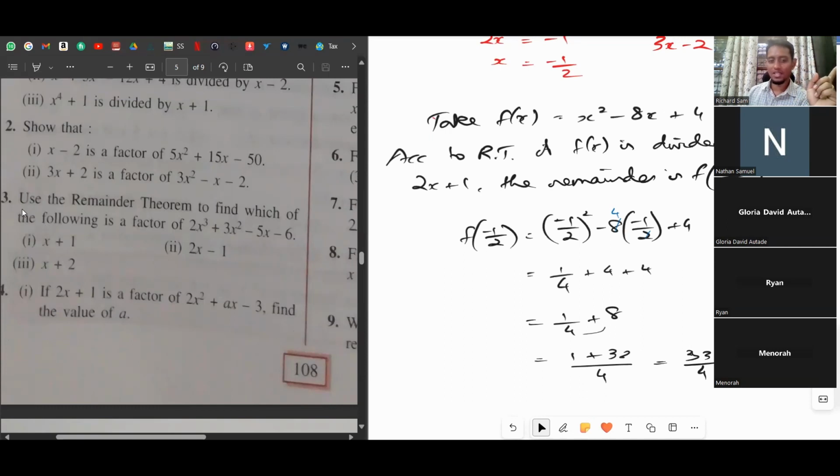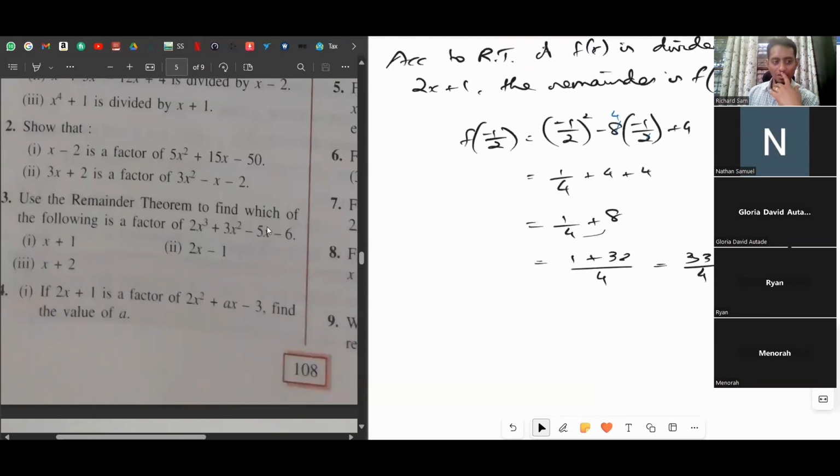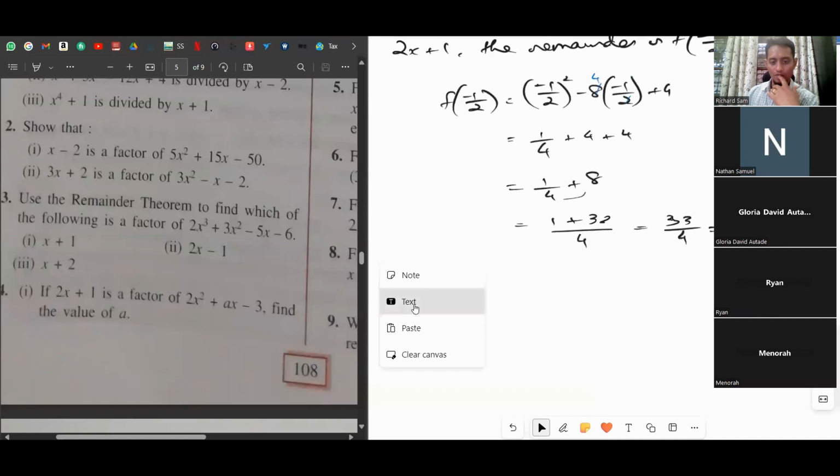Look at the third question. Use the remainder theorem to find which of the following is a factor. So how will you check if x plus 1 is a factor? You have to find f of minus 1, and it should be equal to 0. If it's not equal to 0, x plus 1 is not a factor. Is that clear, everyone? Yeah. Okay. So what is the statement you can write? Tell me the statement for the second one.